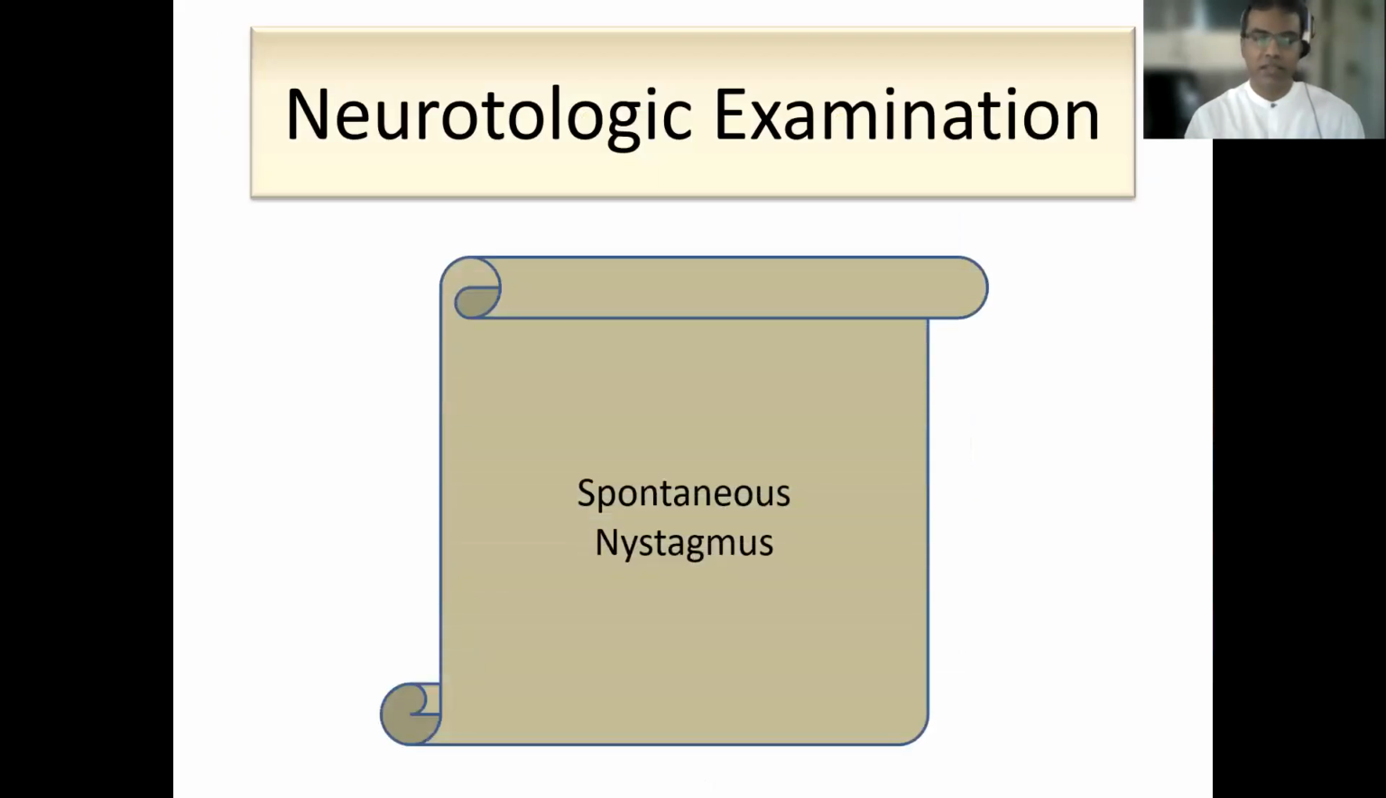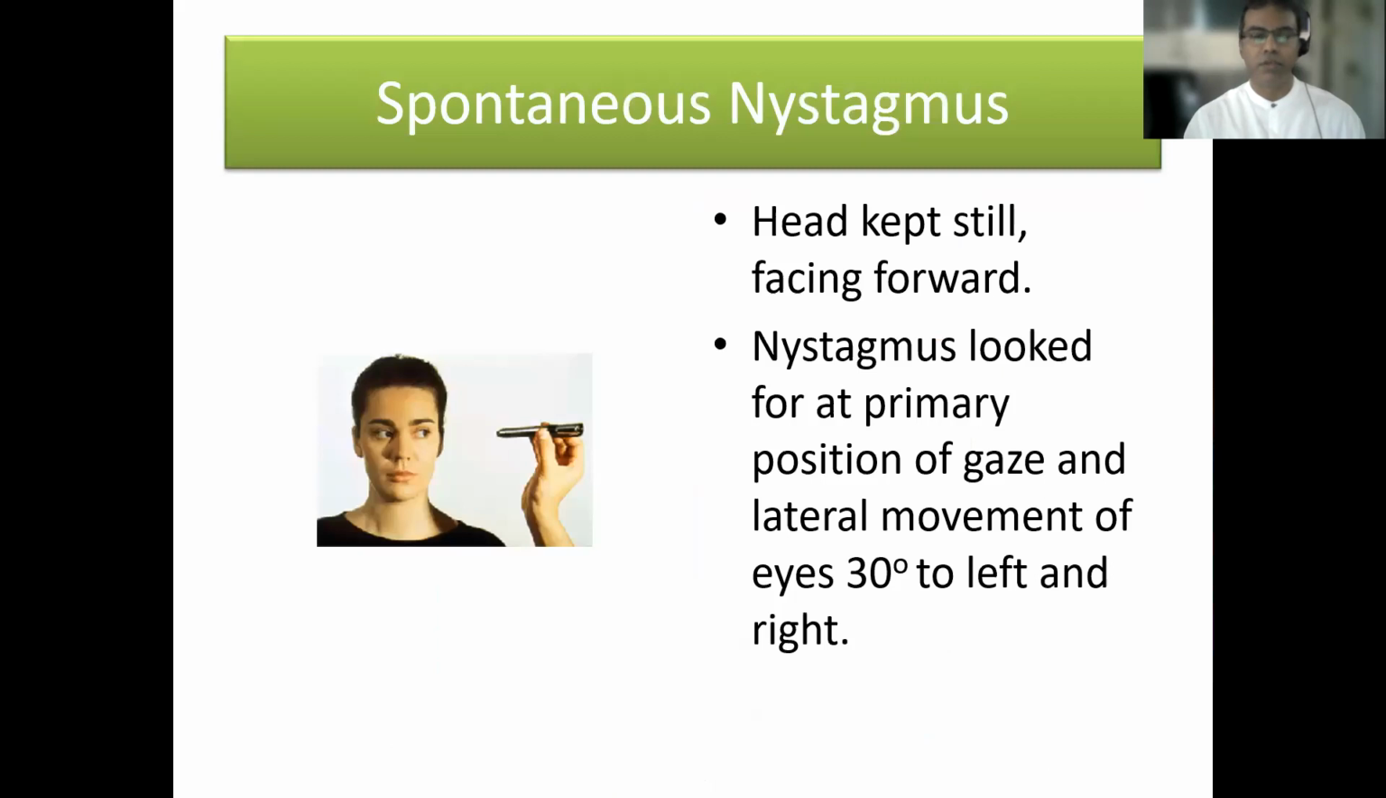The first test is the test for spontaneous nystagmus. How is this test done? It's very simple. Ask the patient to keep their head still facing forward, and you place an object in front of them and ask them to look at the object, usually a pen. Move it to the patient's left and to the patient's right, not more than 30 degrees, because you may sometimes get physiological endpoint nystagmus, and you look for nystagmus.